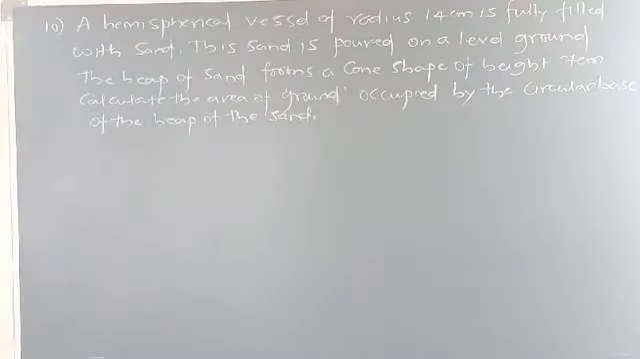Well students, now we have the next problem. A hemispherical vessel of radius 14 cm is fully filled with sand. This sand is poured on a level ground. The heap of sand forms a cone shape of height 7 cm. Calculate the area of ground occupied by the circular base of the heap of the sand.